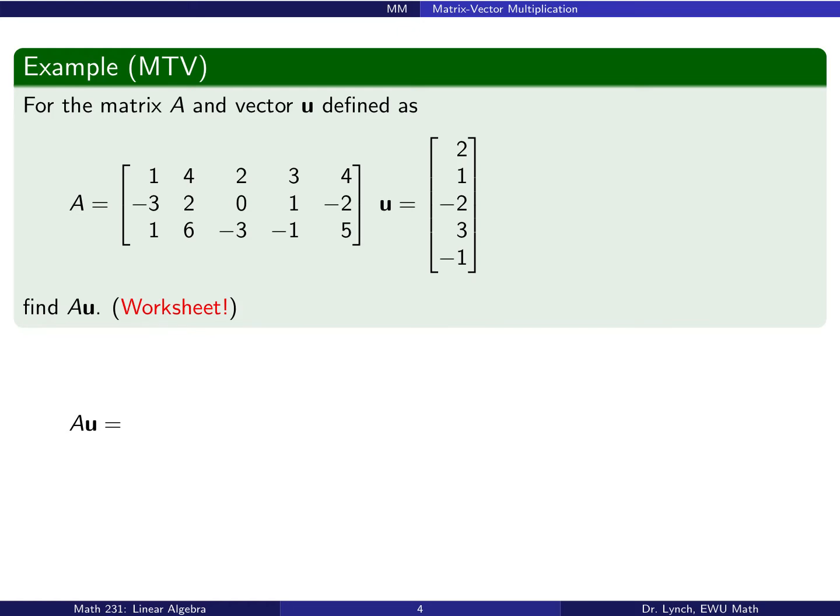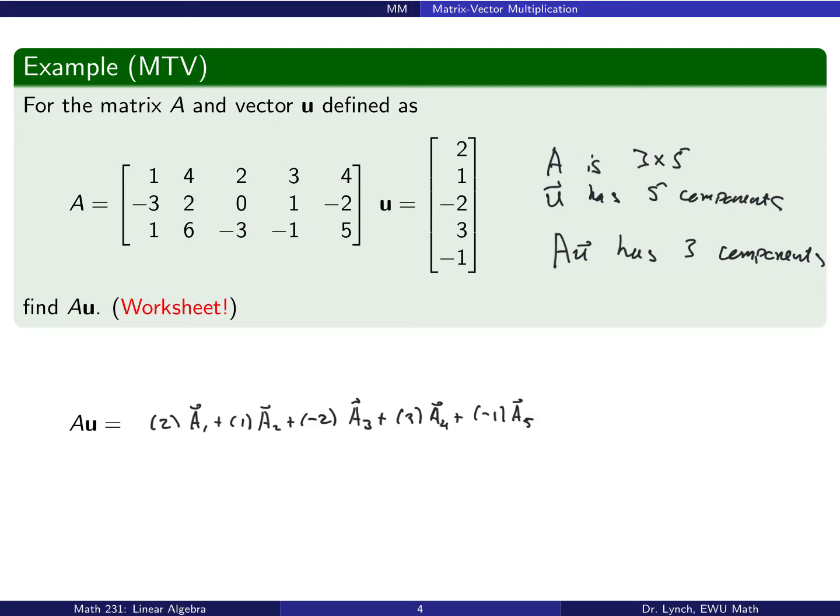A here we see is 3 by 5. U has 5 components, so that the matrix multiplication AU is well defined. Again, I'll point out that when A is 3 by 5 and U has 5 components, AU has 3 components. So again, AU is a linear combination of the columns of A. In this case, AU is 2 times the first column of A, plus 1 times the second column of A, plus minus 2 times the third column of A, plus 3 times the fourth column of A, plus minus 1 times the fifth column of A.